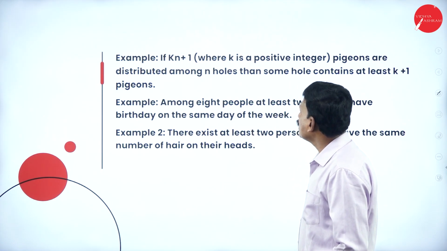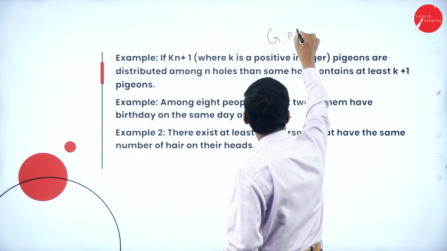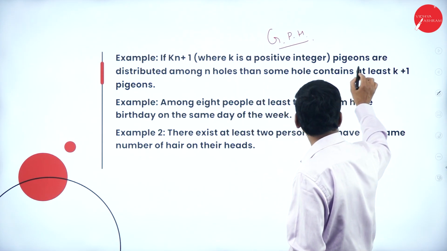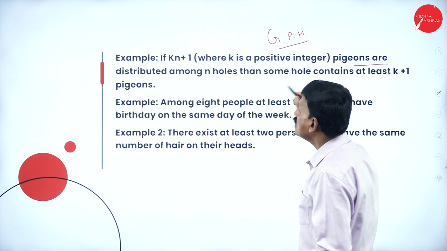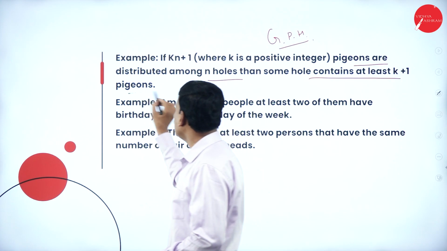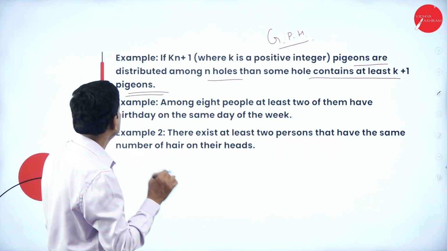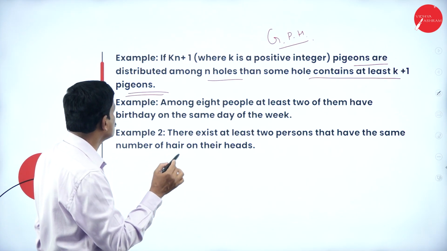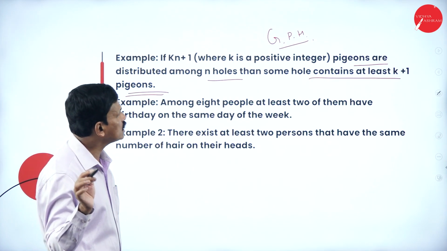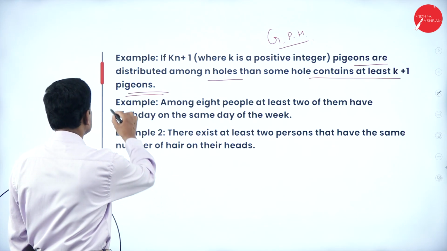This is the generalized pigeonhole principle. If kn plus 1 pigeons, where k is a positive integer, are distributed among n holes, then some of the holes contain at least k plus 1 pigeons. This is the statement of the generalized pigeonhole principle. Now let us take an example.